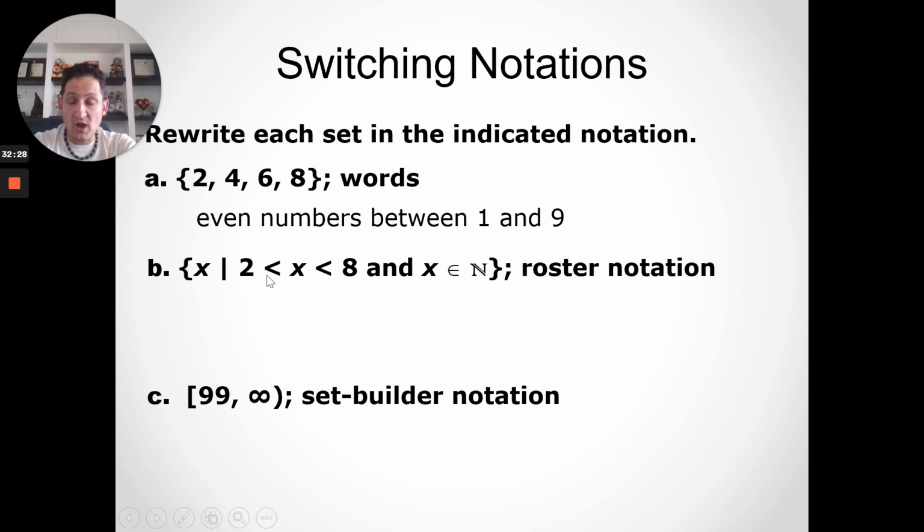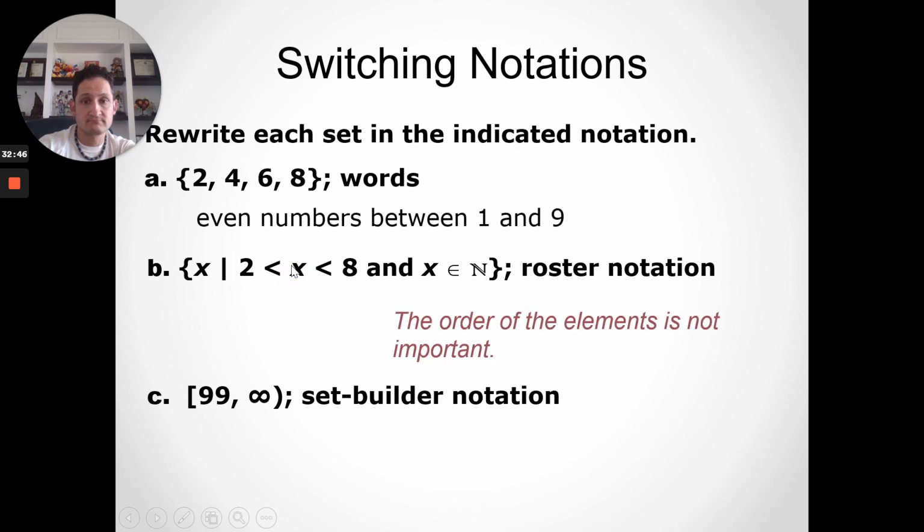Okay, in roster notation, values of x such that 2 is less than x is less than 8, and x are only natural numbers. X are elements of natural numbers. Greater than 2, less than 8. In roster notation: 3, 4, 5, 6, 7. And yes, by the way, the order in a roster doesn't really matter. You're listing them, so order is irrelevant, but let's be honest, we want to do it in order.